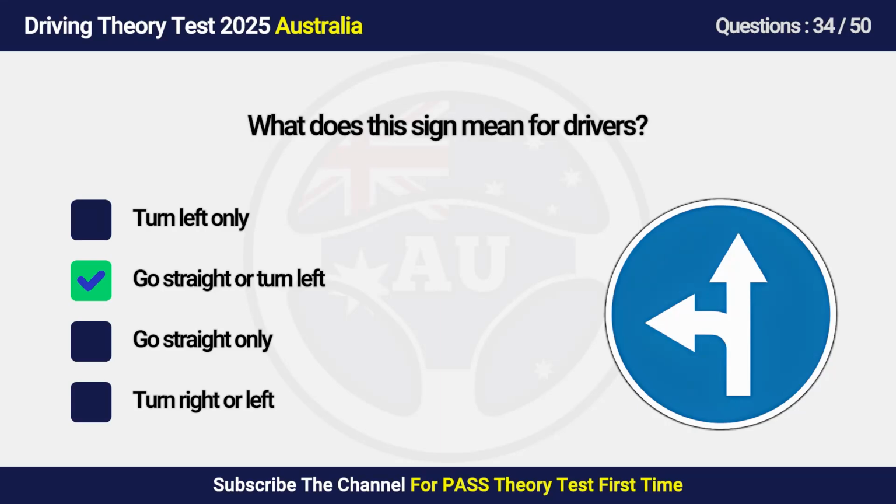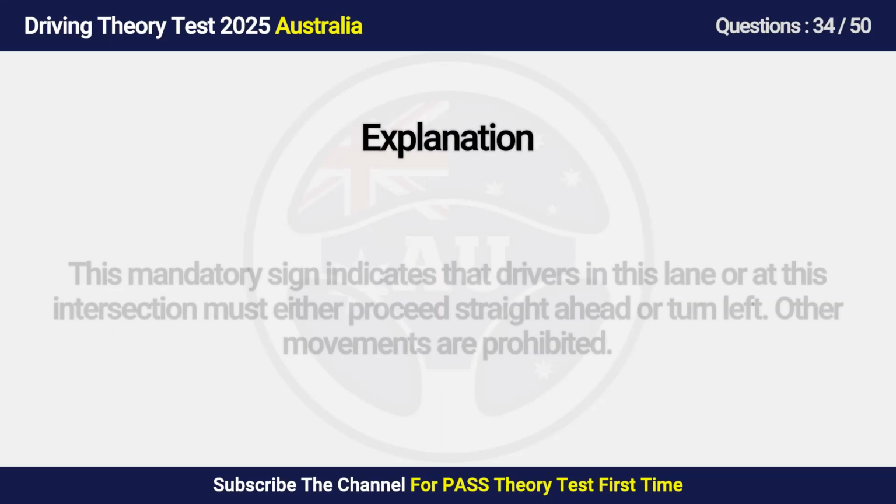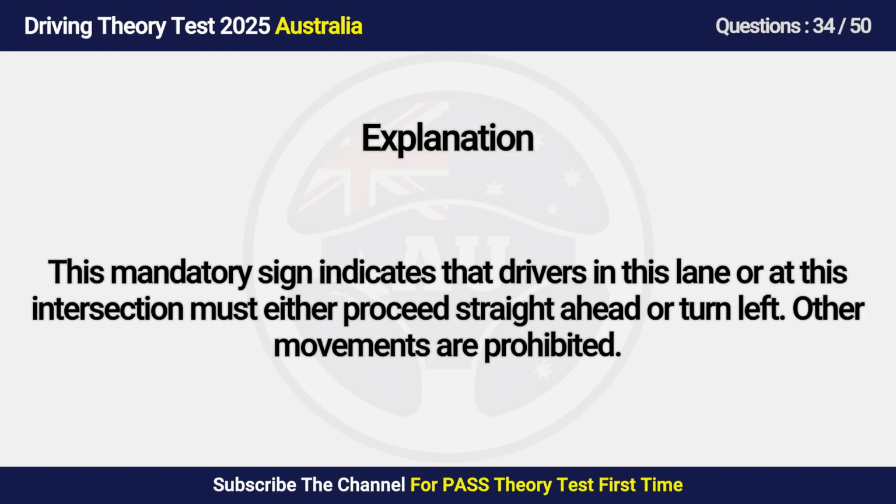Answers is B. Go straight or turn left. This mandatory sign indicates that drivers in this lane or at this intersection must either proceed straight ahead or turn left. Other movements are prohibited.